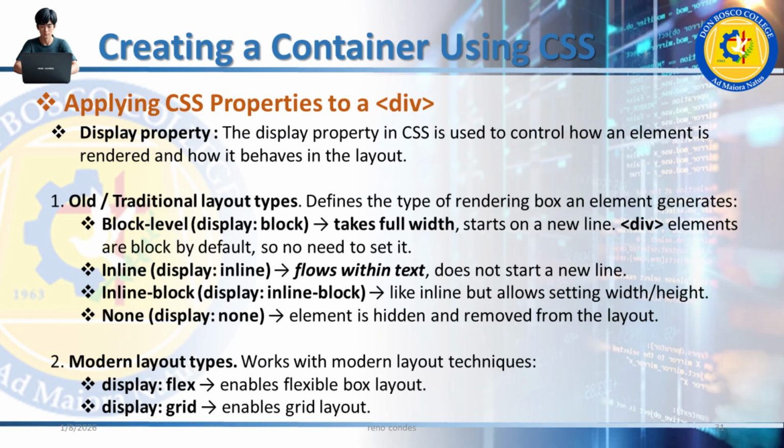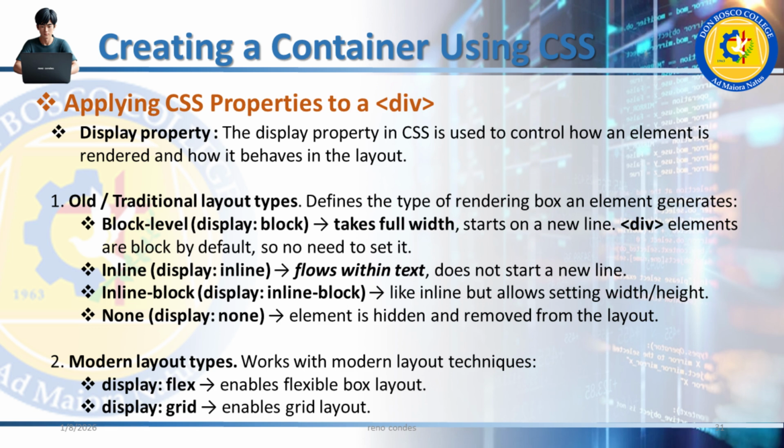Let us now proceed to another CSS property that is very useful for creating templates, the display property. The display property in CSS controls how an element is rendered and how it behaves within the layout. There are traditional layout types that define the type of rendering box an element generates. A block-level element, display block, takes up the full width and starts on a new line. Div elements are block level by default, so it is usually not necessary to set this explicitly.